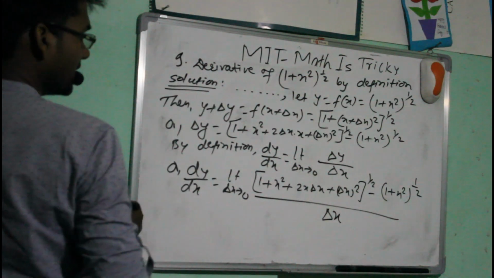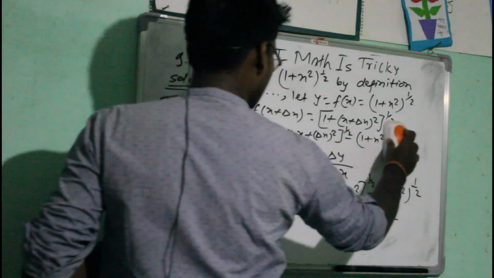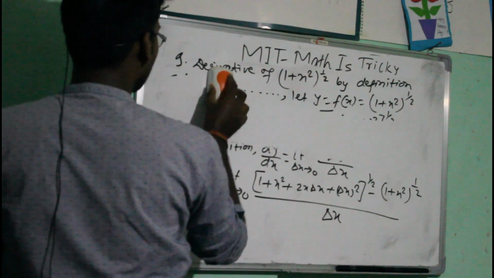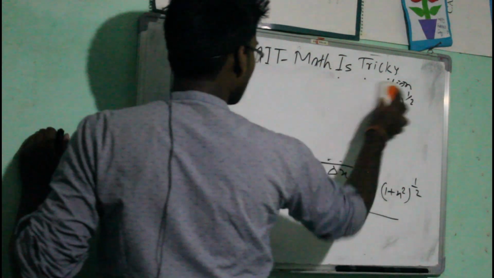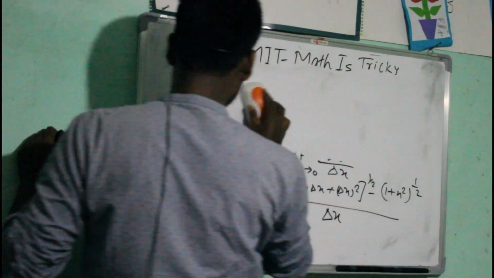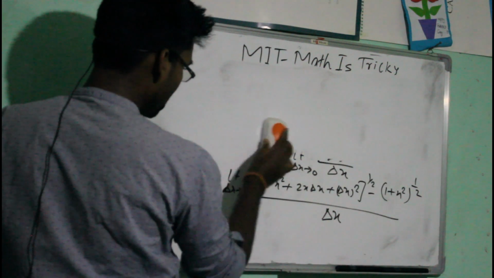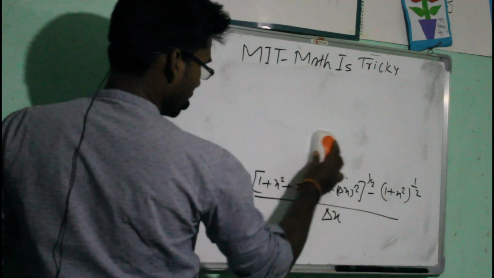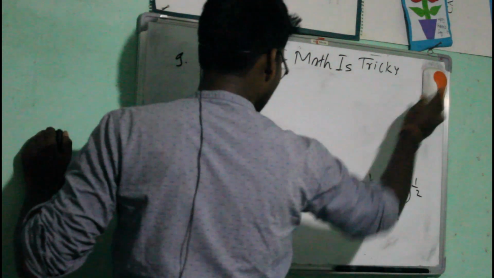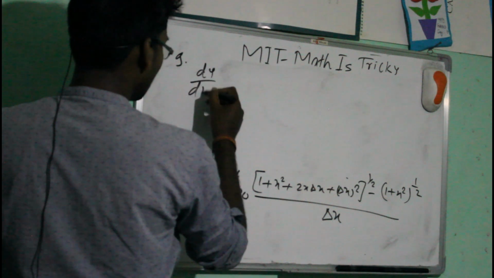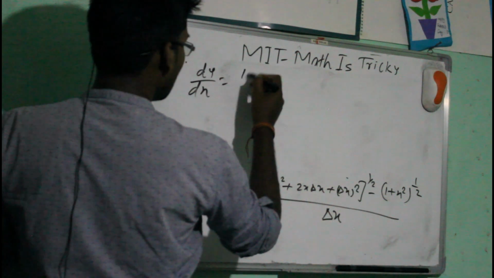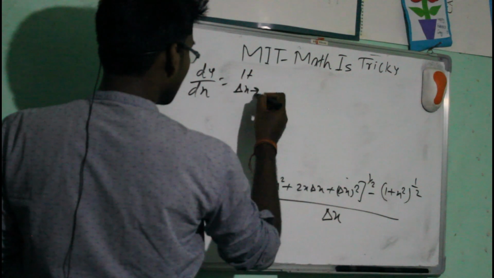Now to get the answer we'll simplify further. So how are we going to simplify? Let me solve it. What we can do here, we are trying to change the denominator so that we can use the formula of limit. So let's write like this, dy by dx equals here simply limit delta x tends to 0.